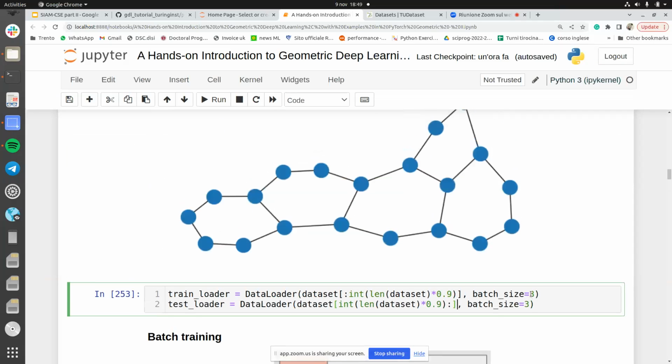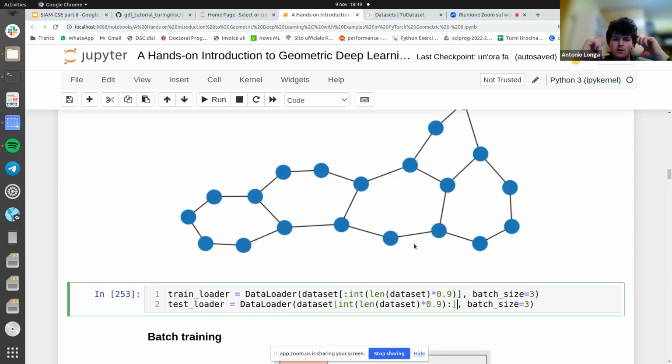Please, can I ask a question? I usually don't understand what batch size means. Can you explain it? Yeah, sure. So the idea is that instead of taking a graph, putting it through the GNN, making a prediction, computing the loss, computing the backpropagation, and so on and so forth, that is quite expensive.